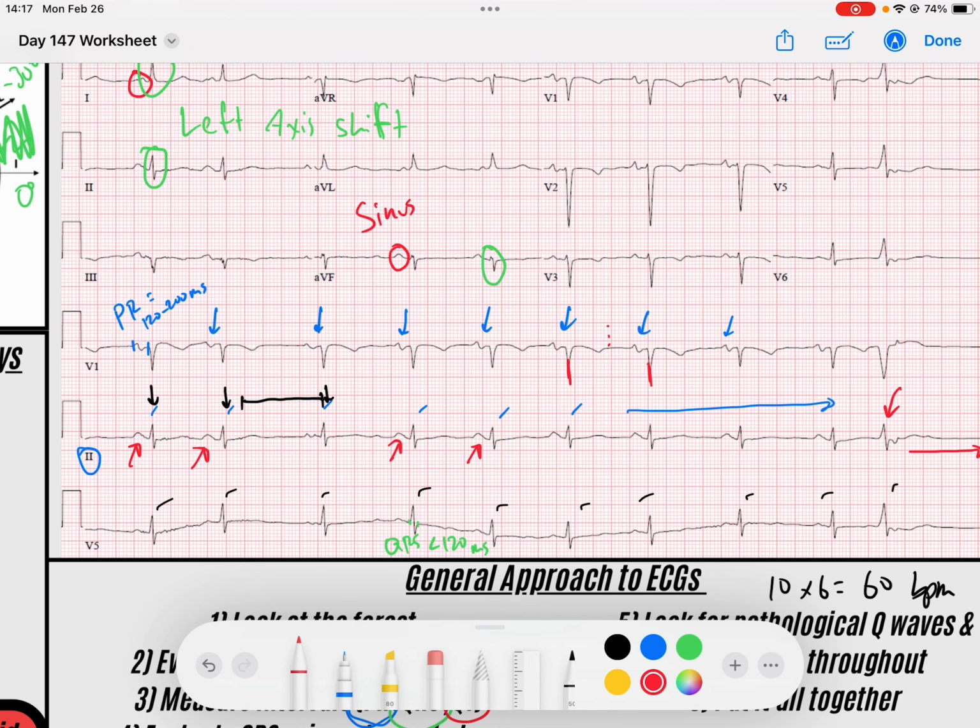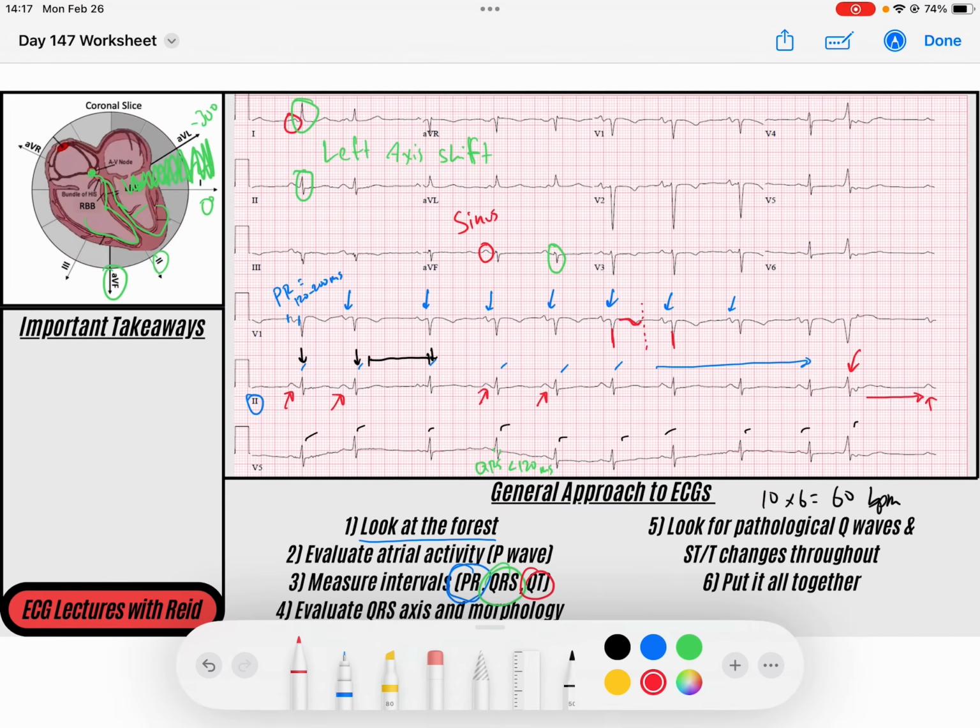I find the midpoint. I make sure my T wave ends by that point, which it does, so it's a good QT interval. Last thing I'll do for this is I'll look for any pathological Q waves, previous myocardial infarctions, and I'll look for any active ST or T wave changes, depression or elevation, for any active ischemia or infarction.